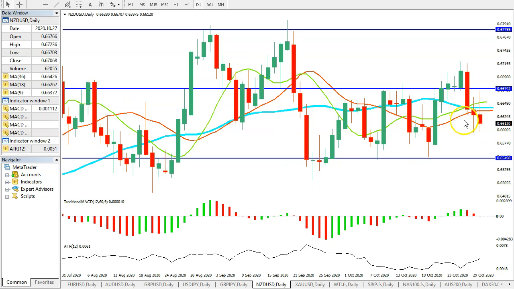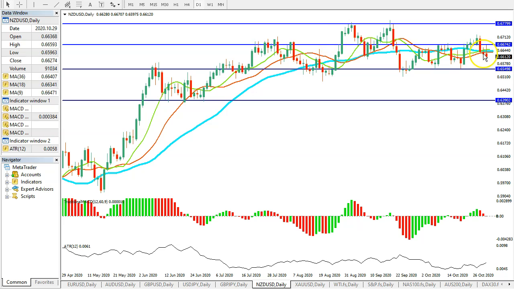On the New Zealand dollar, we are moving just sideways. As you can see, price doesn't have any clear direction. We do not have any setups at this time, so we will be waiting to get some setups around the boundaries of the range. So either up here for going short or down here for going long.